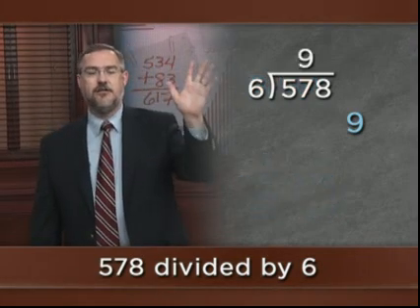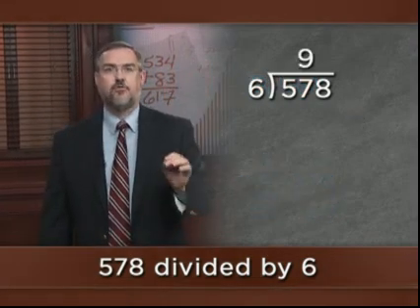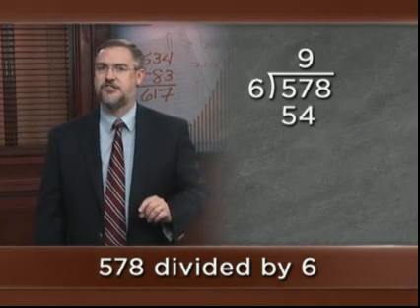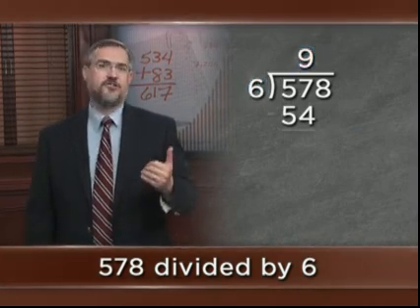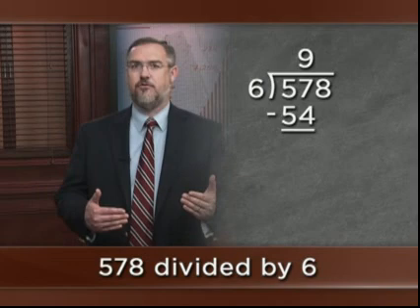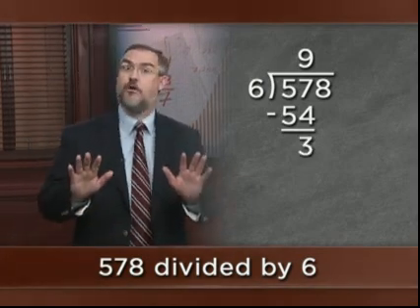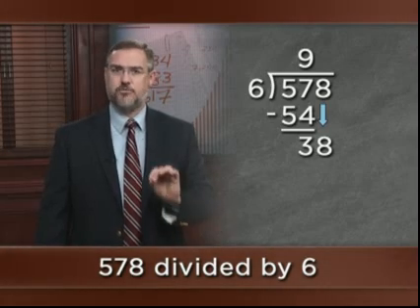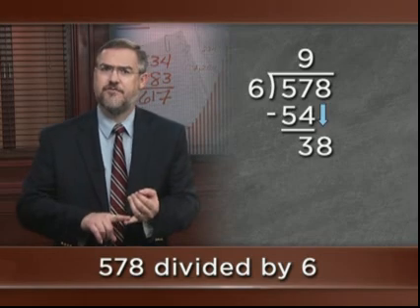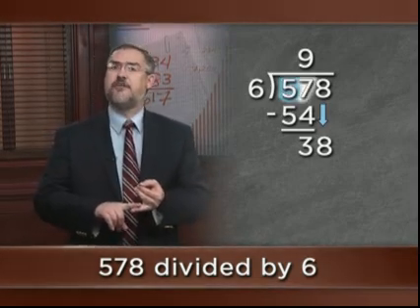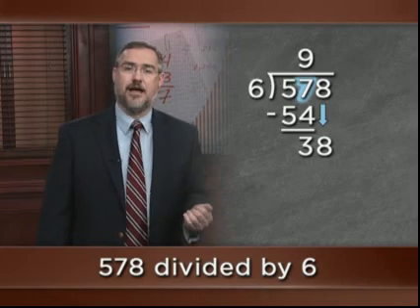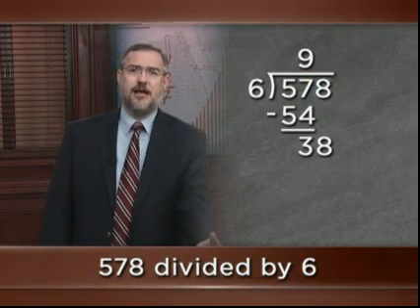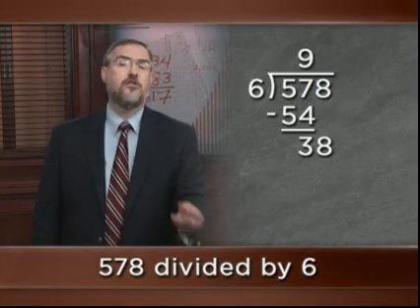We write a 9 above the 7, and we write a 54 below the 57. Remember, 54 was the 6 times 9. And now we subtract. 57 minus 54 gives us 3. So what do we do next? We drop down the next digit in the dividend, which we haven't used. But we've already used the 5, and we've already used the 7. And that means we want to drop down now the 8, which is the next digit in the dividend. That leaves me now at the bottom of my work with 38.